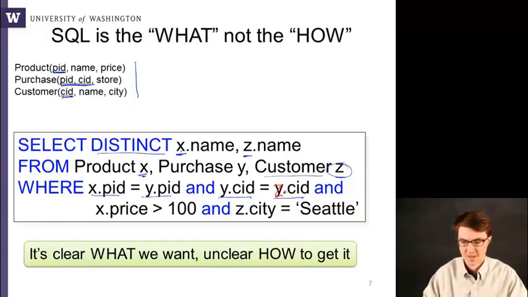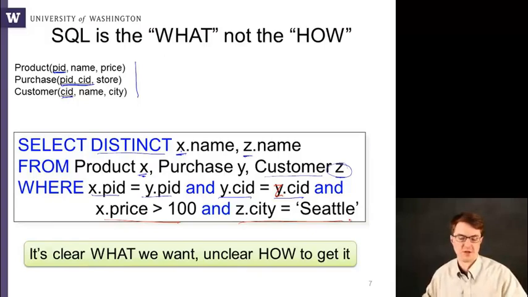Z.cid. But now we want only the products for which the price is greater than 100, and we only want the customers whose city is Seattle. All right, so what does this say in English? Well, find me unique combinations of products and customers where the customer is in Seattle and they paid for a product worth more than 100.